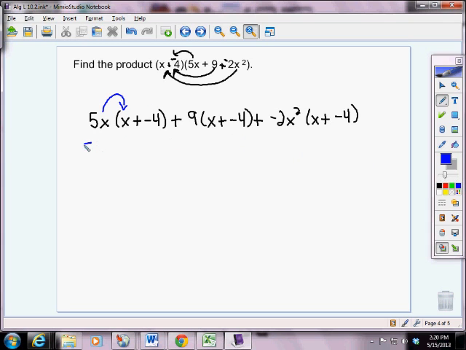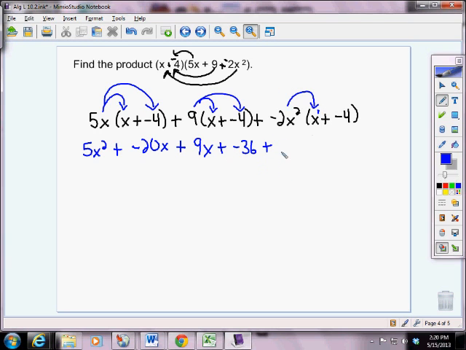5x times x is 5x squared, plus 5x times a negative 4 is a negative 20x, plus, just keep going, 9 times x plus 9 times a negative 4, which is a negative 36, plus negative 2x times x to the first will be a negative 2x to the third, and negative 2x times a negative 4 is going to be a positive 8x squared. Now combine your like terms.